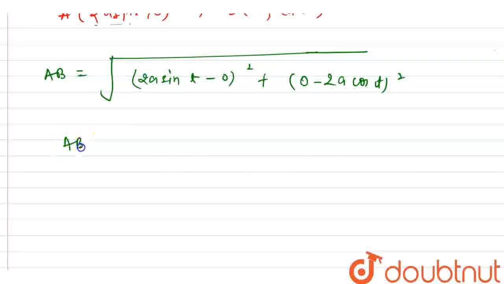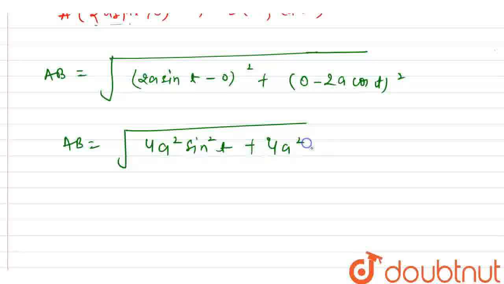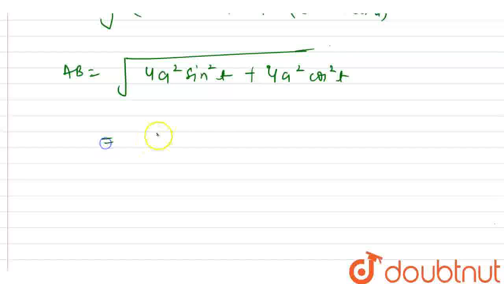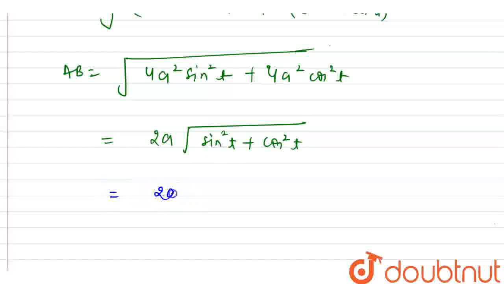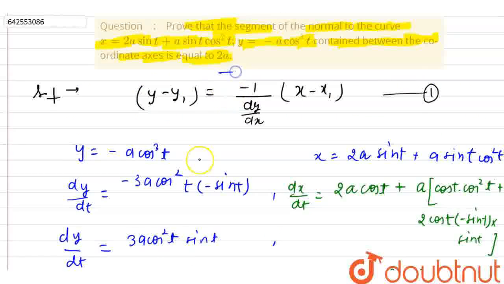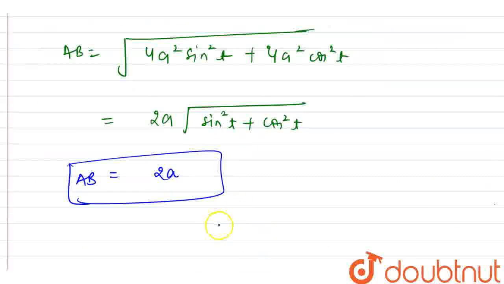So AB is equals to under the root, on squaring them it will be 4a square sin square t plus 4a square cos square t. From here you can clearly see that I can take 4a square common and it will be 2a outside. It will be under the root sin square t plus cos square t, and you already know that sin square t plus cos square t is 1, so it is 2a. So my AB is 2a, which is our final proof. Here in the question we have to prove this thing only, and we have proved already. So that's how, hence proved.